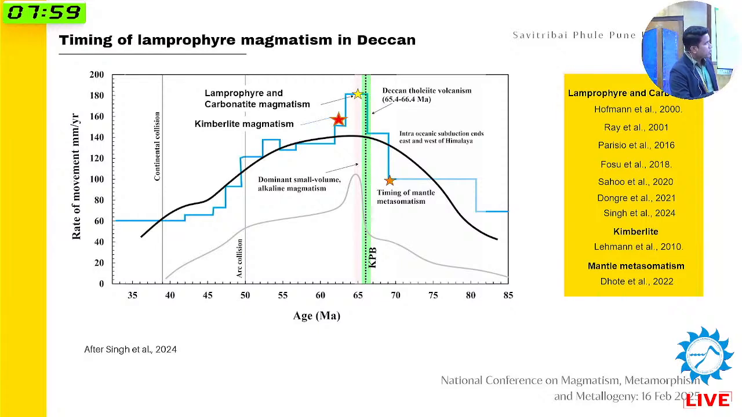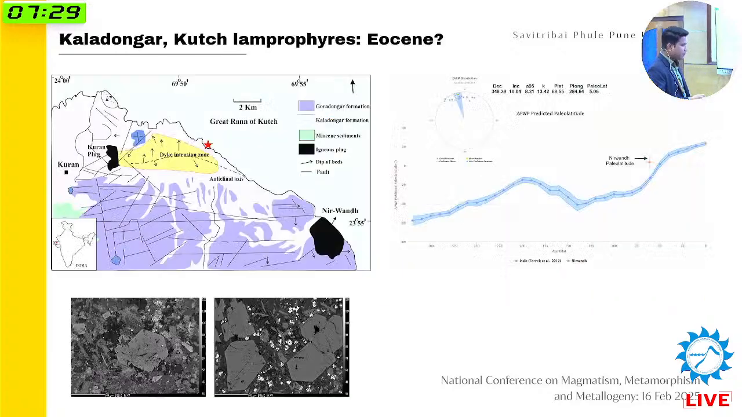This is the timing of rifting after Deccan, the Seychelles rifting, and all these lamprophyres are related to these rifts. We also plotted here the kimberlite magmatism. When you look at the spreading rates, they went down. So we have somewhere here kimberlite magmatism in the Bastar craton. These peaks are related to some magmatic activity as well as to some geodynamic events.